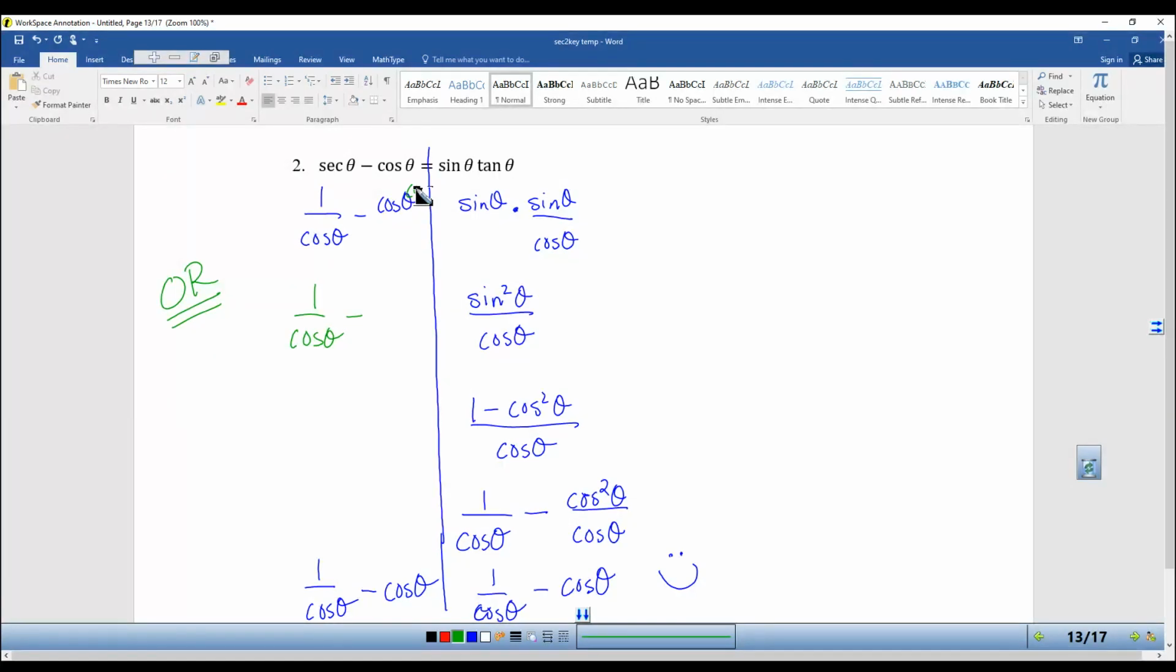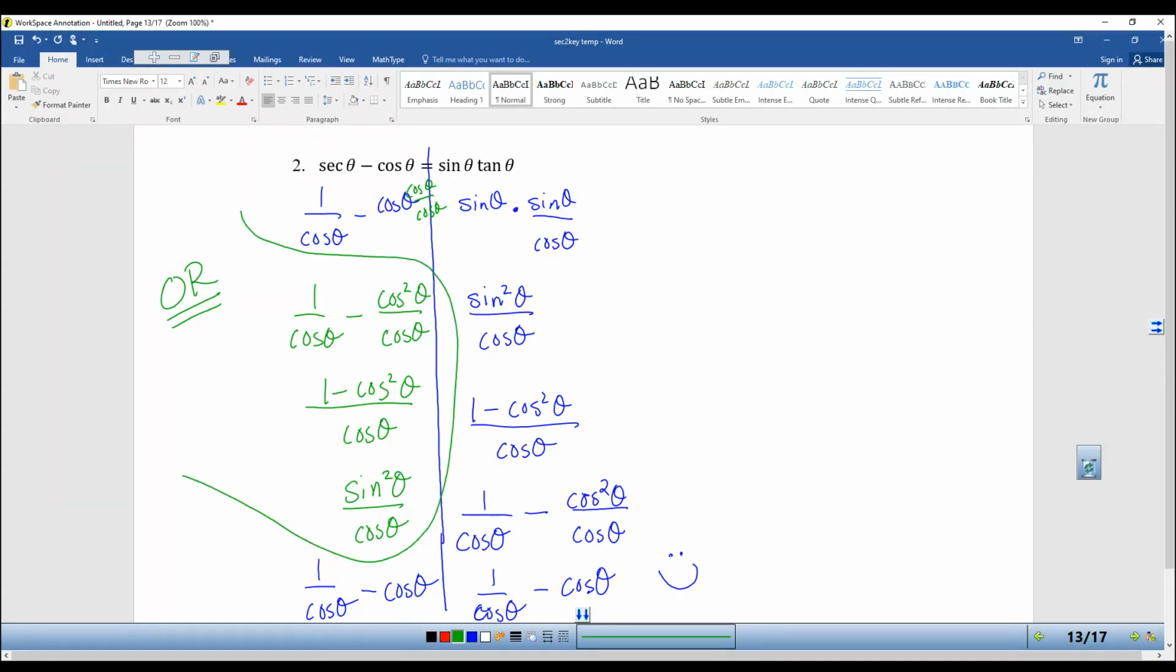So I was going to multiply this one on the top and the bottom by cosine of theta. That would have given me cosine squared theta over cosine of theta. And then once I had a common denominator, I was going to put them together, and then I was going to change that to sine, which was the step that I had achieved up there. So many choices for how to do these, but this green one is an or.